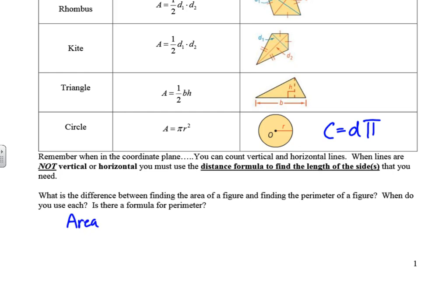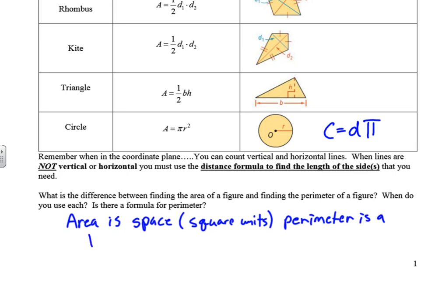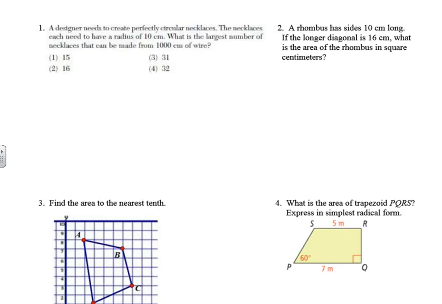Well, area is the space, and it's always going to be in square units, whereas perimeter is a length. And that will just be in units: meters, centimeters, inches, miles, etc. Okay, and so again, for the circle, we have that special formula. The circumference is d pi. So I'm going to jump right into some examples.